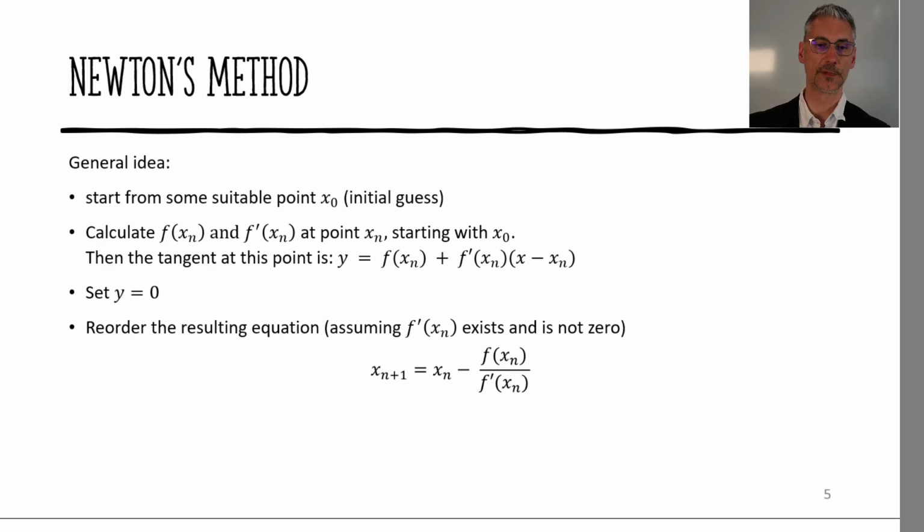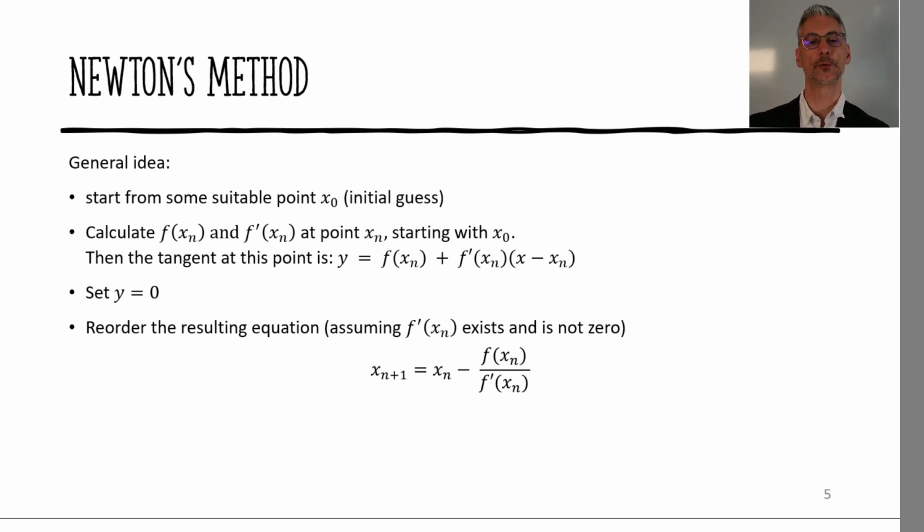We'll stick with Newton's method here, and the general idea is that we start from a suitable starting point, x0. This is our initial guess, and it has to be good enough that it's not extremely close to the root of the function, but it's also not very far away. Now we calculate the value of the function f of xn, where we take x0 as a starting point.